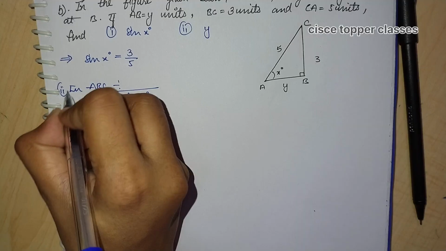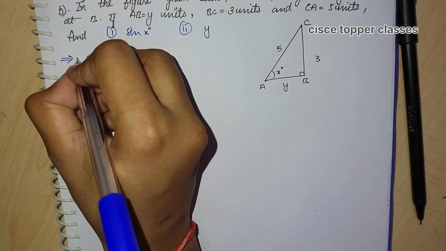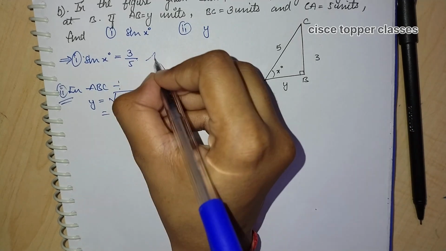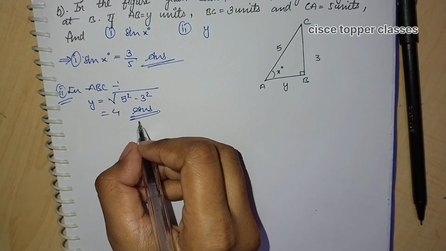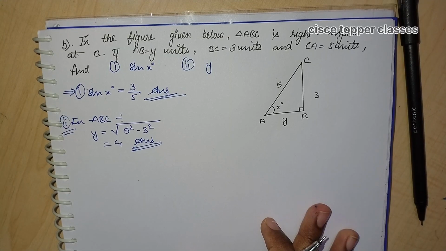Now the second thing we have to find, y is equal to 4. So this is the final solution of this question. This is the answer of the first part and this is the answer of the second part. By Pythagoras theorem we have found it. Hence this is the solution of the fourth question's second part.